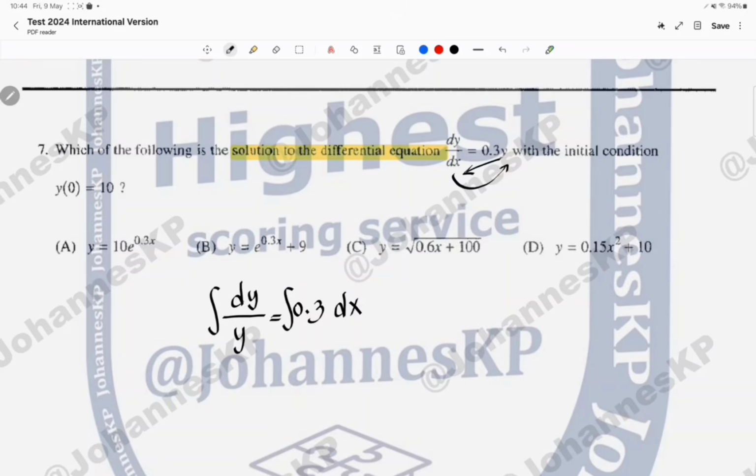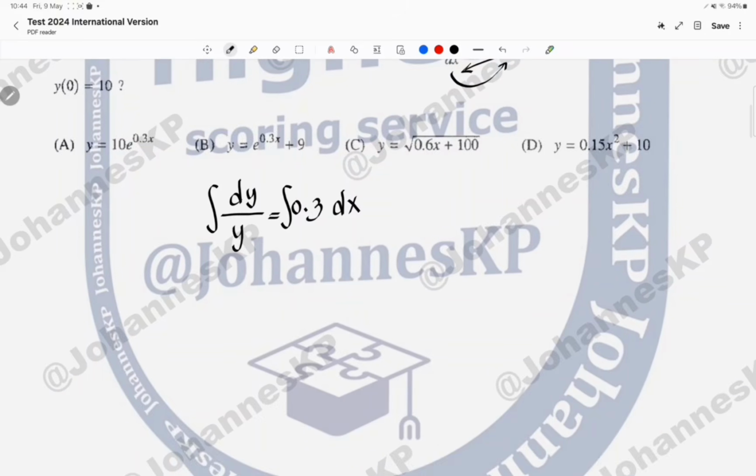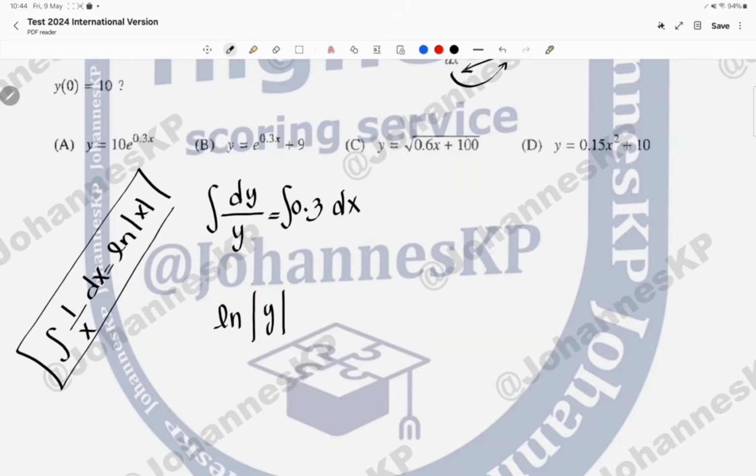Do you know what's the integral when you have a single thing in the bottom, like a single power? Ln. Yeah, ln. So you're going to have ln of the absolute value of y. So right now, if you have the integration of 1 over x dx, you get ln. That's the rule that you have to know. And the integral of 0.3, when you integrate a number, what do you get? When you integrate k, which is like a number, you get kx plus c. That means I have to add to the 0.3 an x plus c.